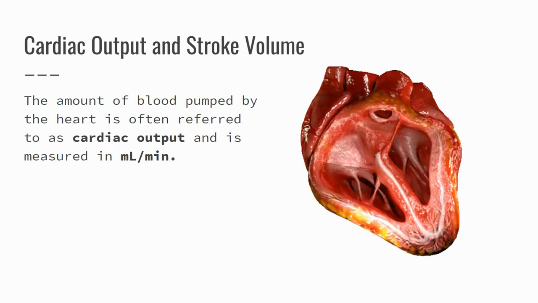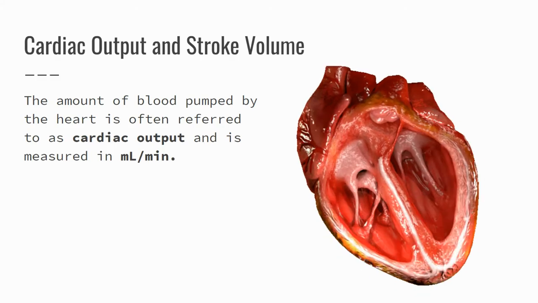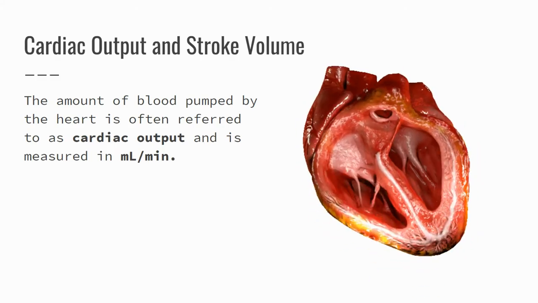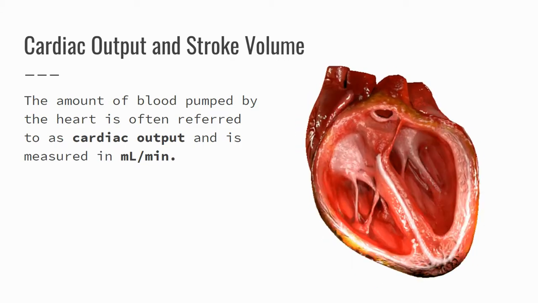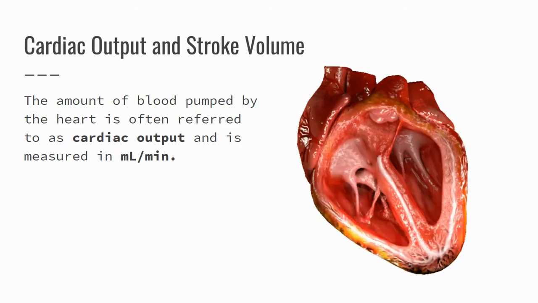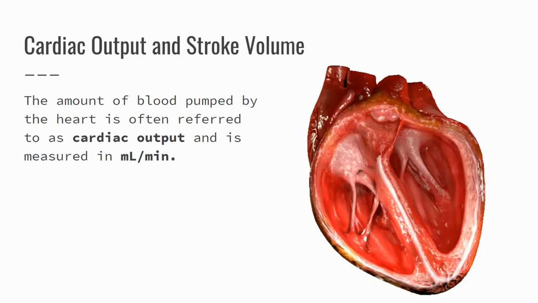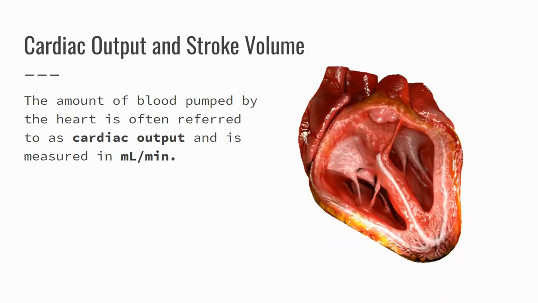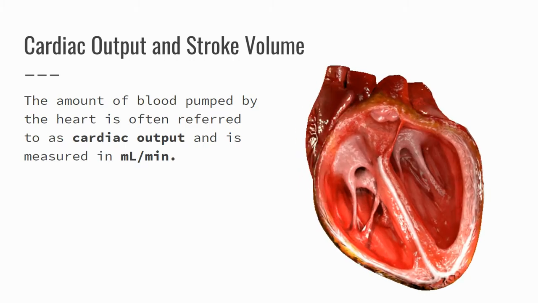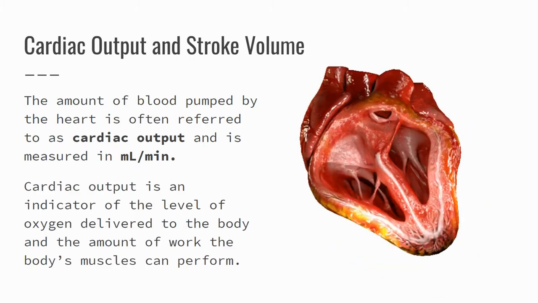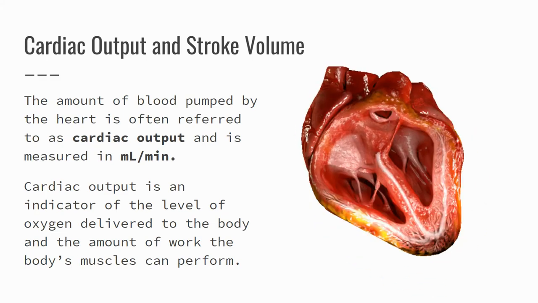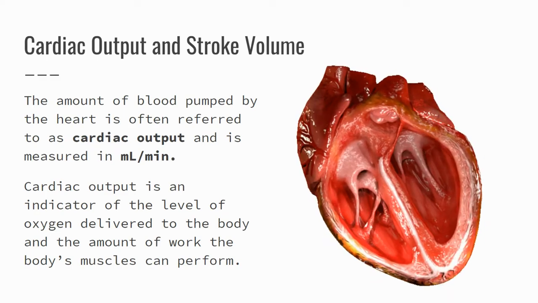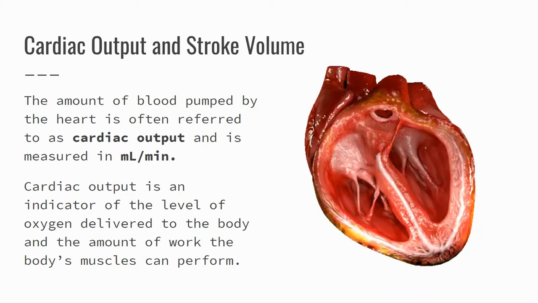Cardiac output and stroke volume is referring to the amount of blood pumped by your heart, and we refer to this as cardiac output. So how much blood is actually pumped from your heart around your body. We measure this in milliliters per minute. So again, for every minute, how many milliliters are being pumped out of your heart? Now, we indicate this because we are looking for the amount of oxygen delivered to the body so that muscles can do their job and perform properly.